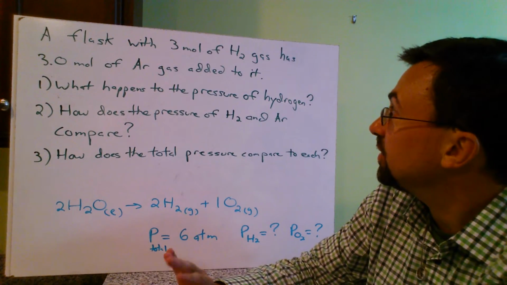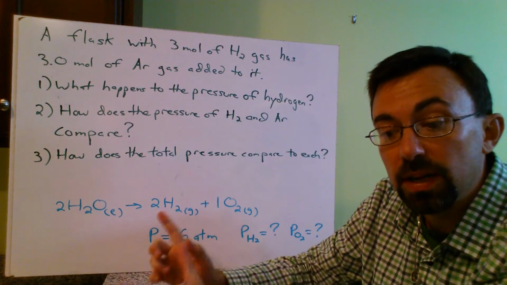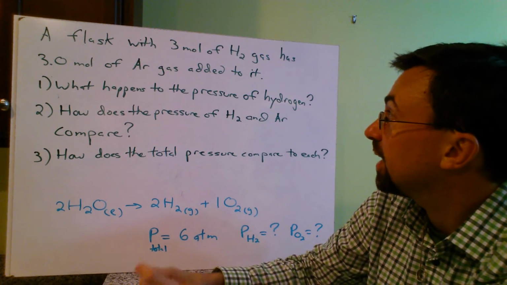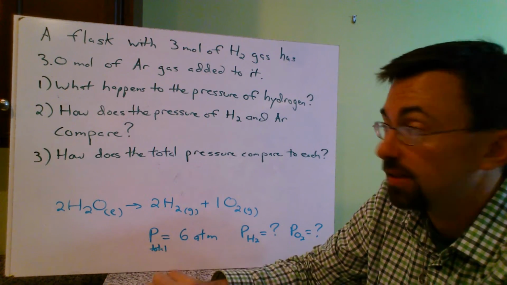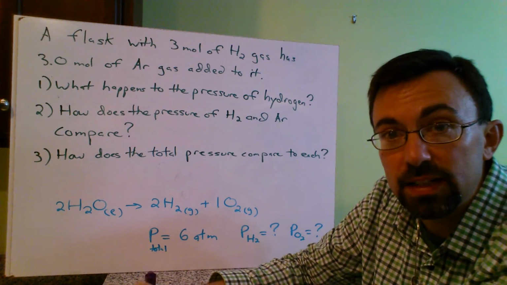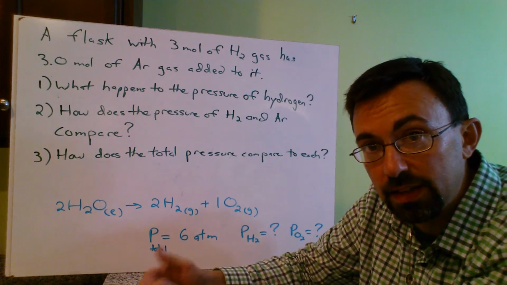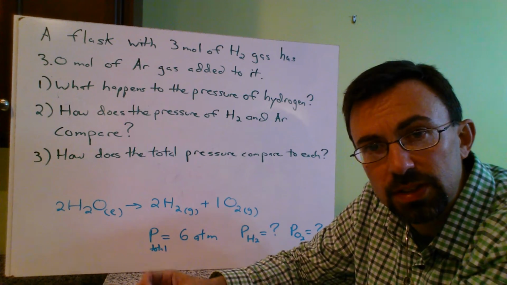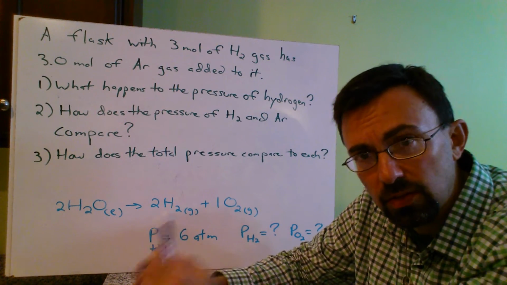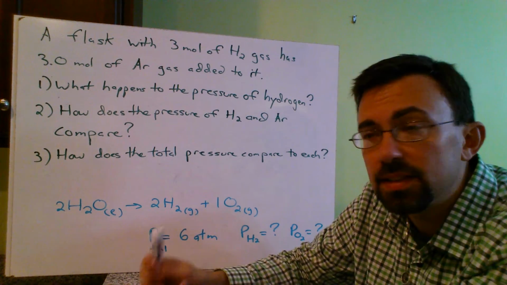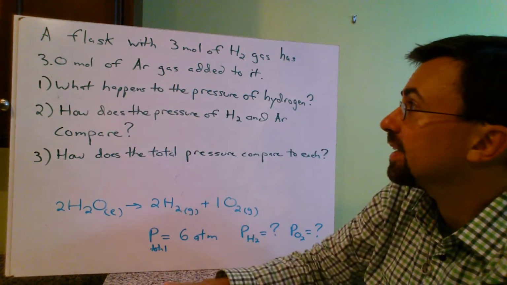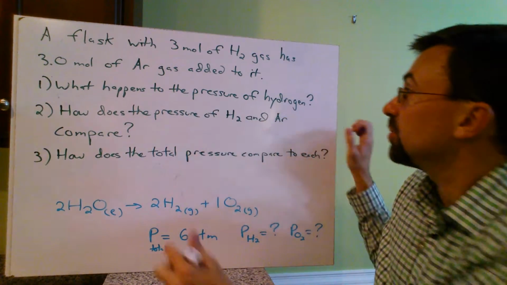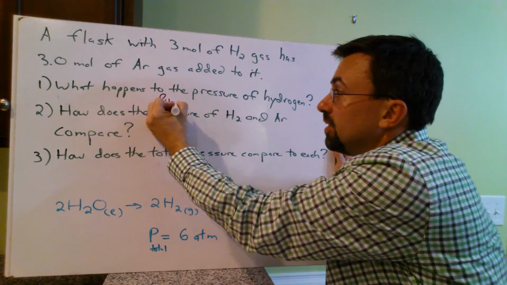Okay, so let's just do a concept check, going back to what I just talked about. A flask with 3 moles of hydrogen gas has 3 moles of argon gas added to it, sealed container. What happens to the pressure of hydrogen when that argon gas gets added in? I find if I ask this question on tests, a lot of people will get this wrong, and they'll get it wrong even when I warn them it's coming. This idea that we add argon gas, it's got to do something to the pressure. But it's asking the pressure of hydrogen. What's the partial pressure of hydrogen?